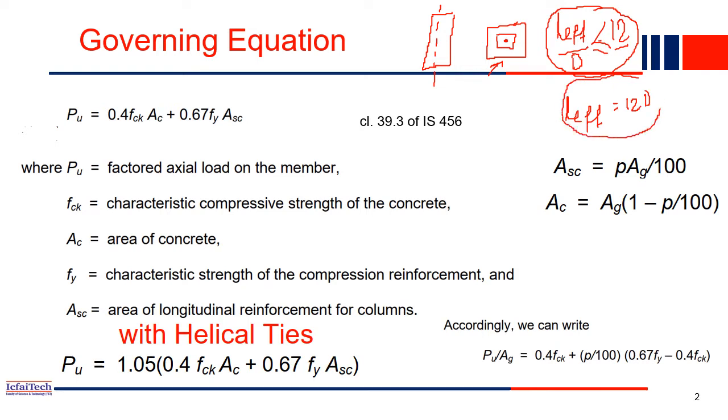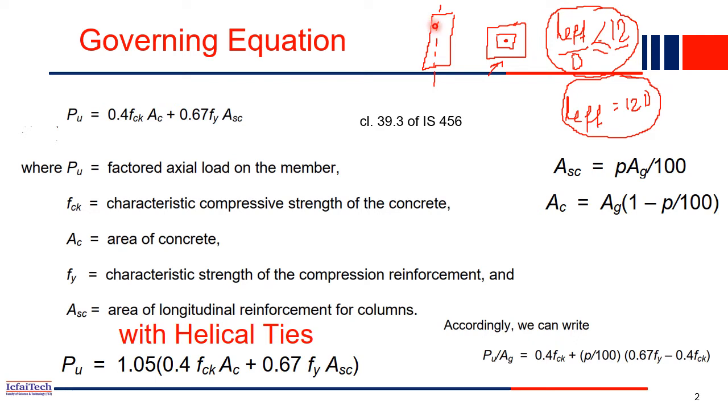Our code has also specified the minimum eccentricity formula: L effective by 500 plus, which we discussed in the last class. If you substitute L effective equal to 12D and compute, you will find that this eccentricity length is basically 0.05D, meaning 5% of the total D, and here also it will be 5% of B. So that's how we can say that even if the load is applied in this rectangular 5% area, we still consider our column to be axially loaded.